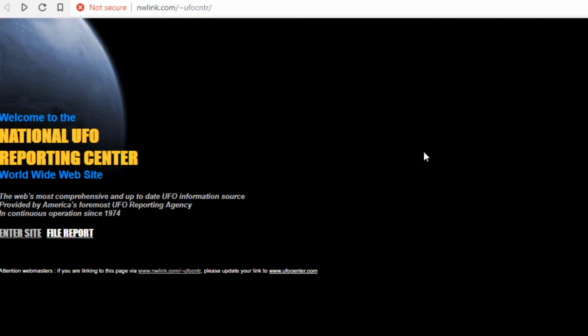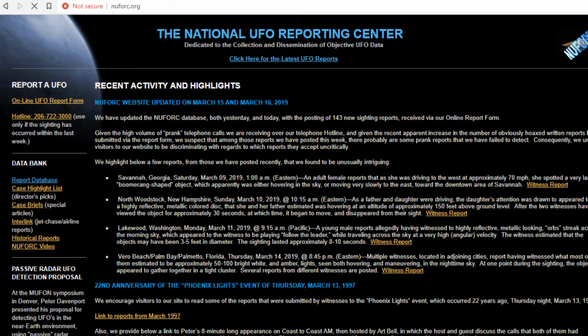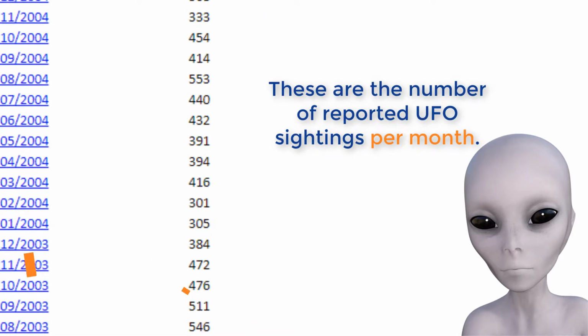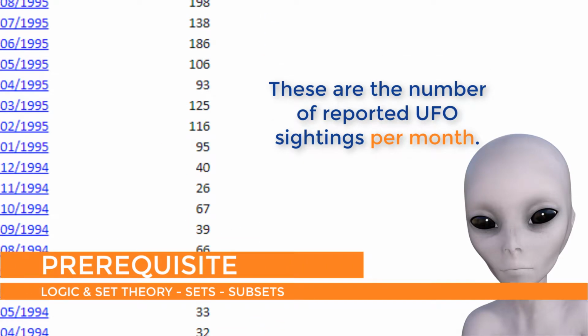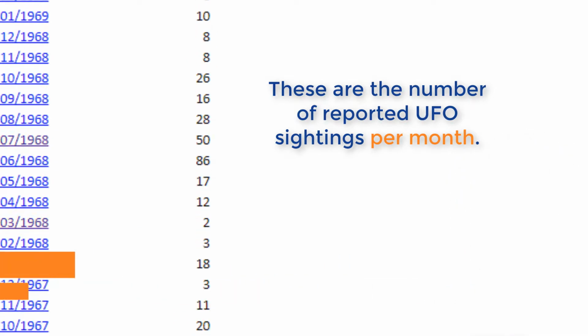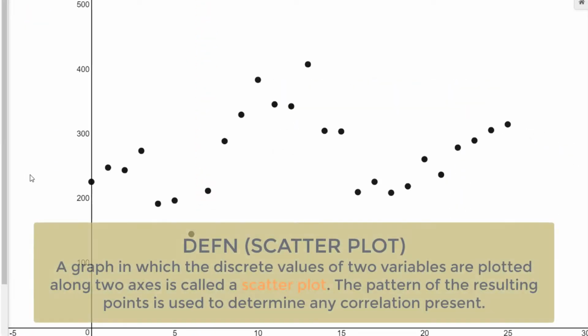The National UFO Reporting Center has been collecting information on UFO sightings through their telephone hotline since 1974. What you see here is their actual data set. It lists the total number of reported UFO sightings. Let's take a subset of this data, say between 1965 and 1990, and create a scatter plot.